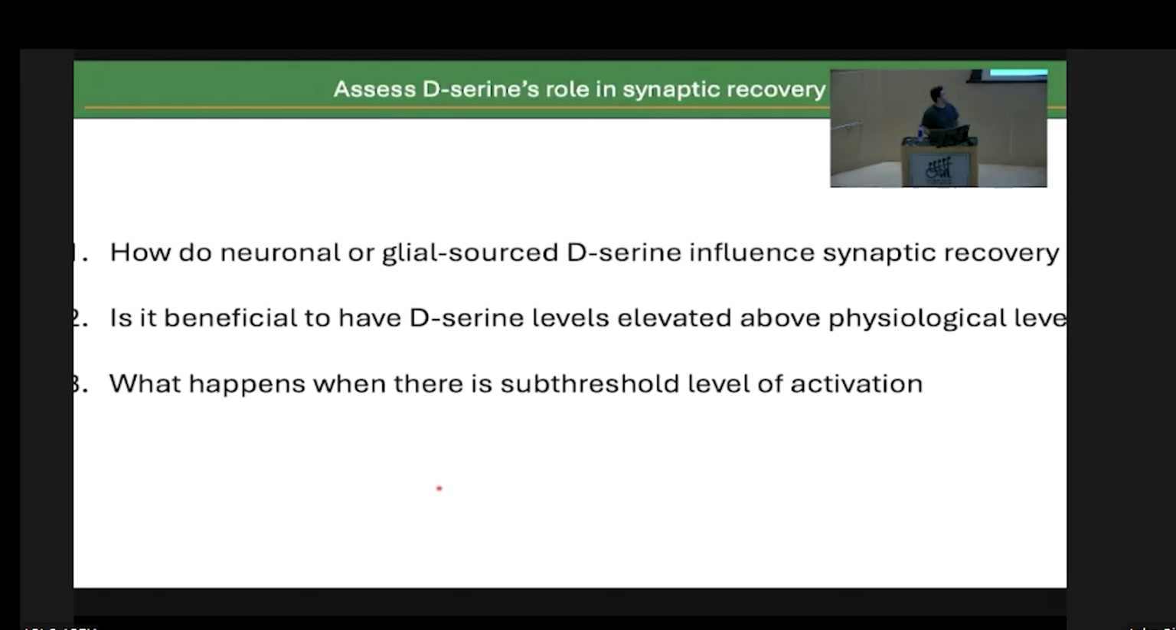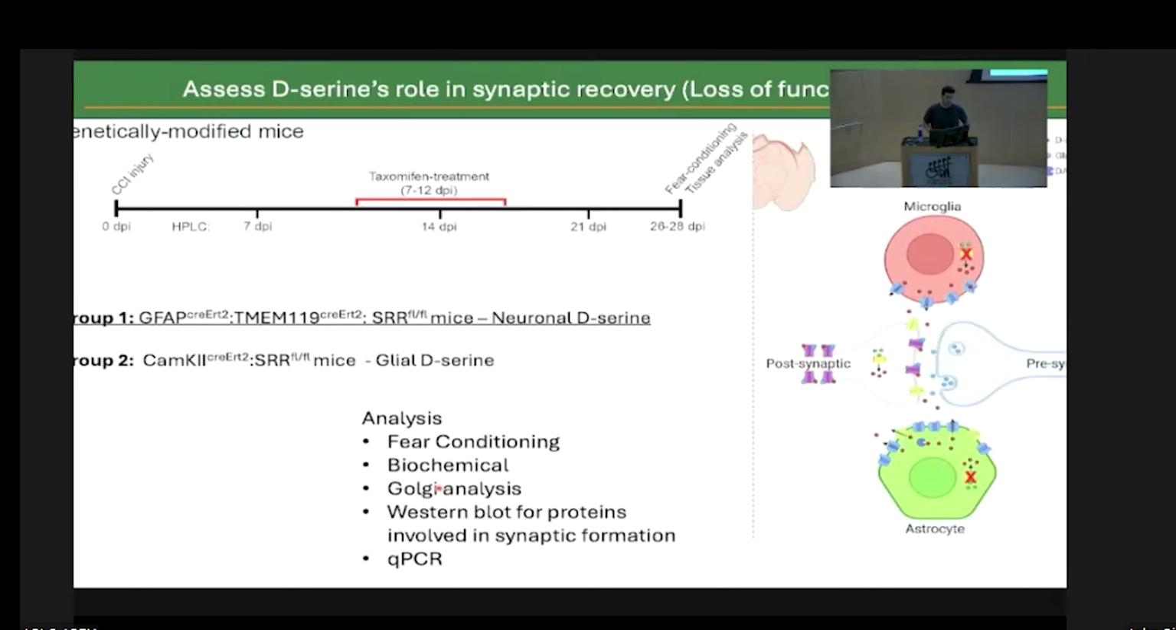So the questions I'm going to be asking are: how do neuronal or glial source D-Serine influence synaptic recovery? Is it beneficial to have D-Serine levels elevated above physiological levels? And third, what happens when there is a subthreshold level of activation? To do this, I'm going to be using 2 different mouse knockout models, assessing them at 28 days post-injury, a month post-injury, and I'm going to be inducing the knockdown at 7 days post-injury. This is to allow all that synaptic damage to occur, and then we can see what happens if we remove D-Serine. So to look at neuronal D-Serine, what is its contribution to synaptic recovery?